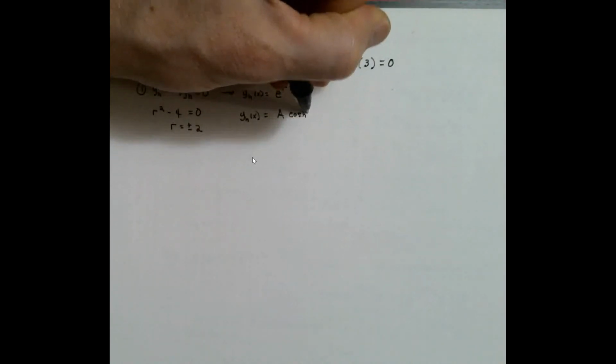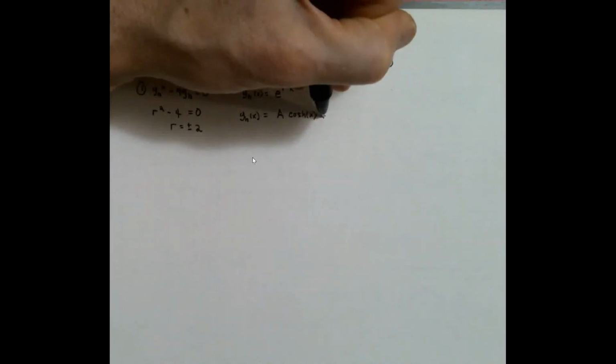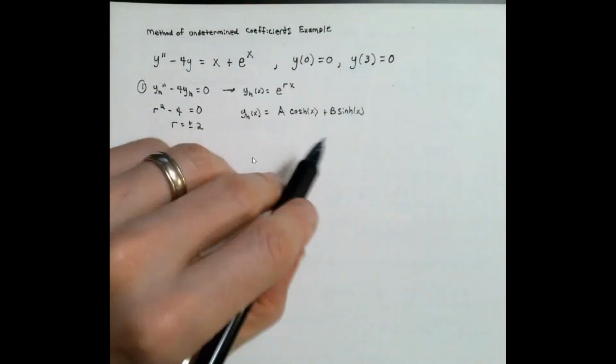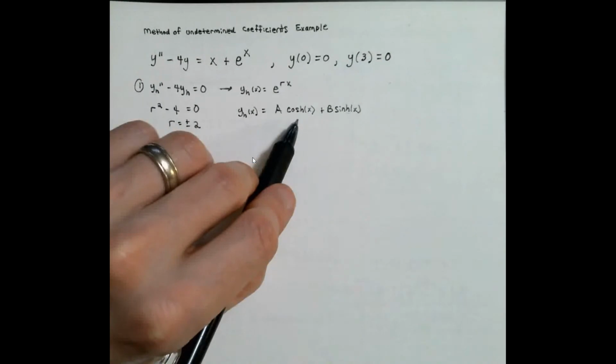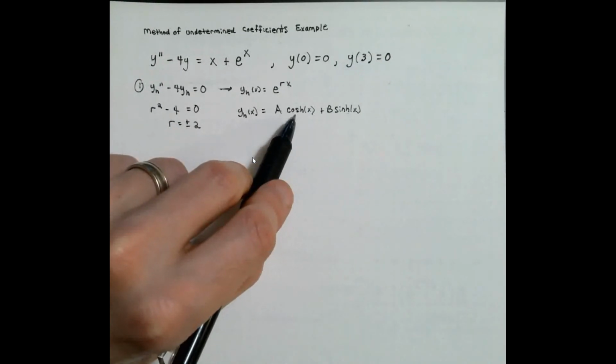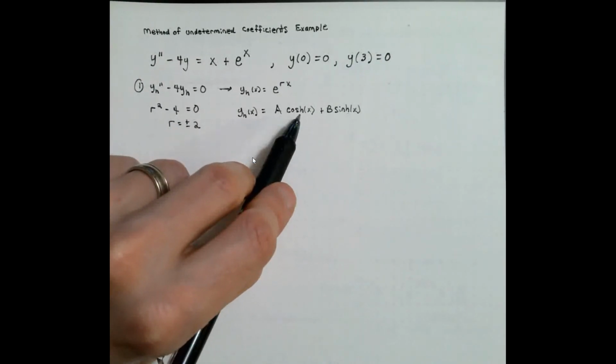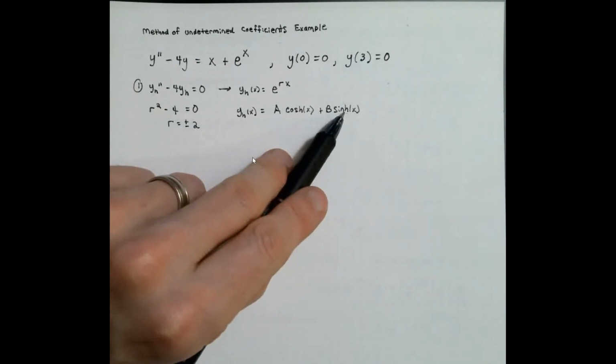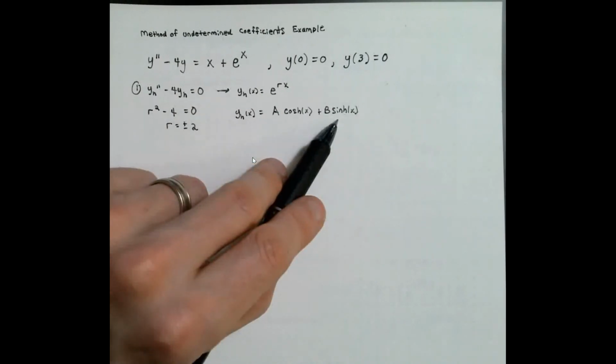So let's write a cosh x plus b sinh x. And if you remember, cosh x is a combination of exponentials. It's defined as e to the x plus e to the minus x all over 2. And sinh of x is defined as e to the x minus e to the minus x all over 2.